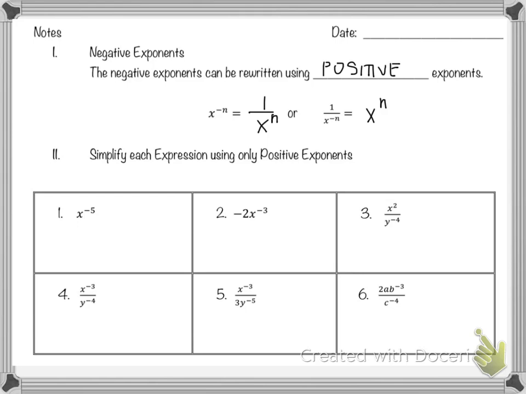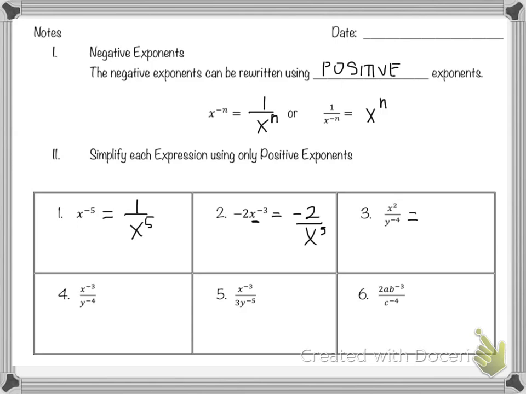Okay, all right, so let's look at some of these examples. Just make them positive exponents. So here I've got x to the negative fifth. What I'm going to do is move the x to the fifth to the bottom and make it a positive. Number 2, the only one that has a negative exponent is that x to the negative third. The negative 2 is going to stay in the numerator. So it's going to be negative 2 over x to the third power.